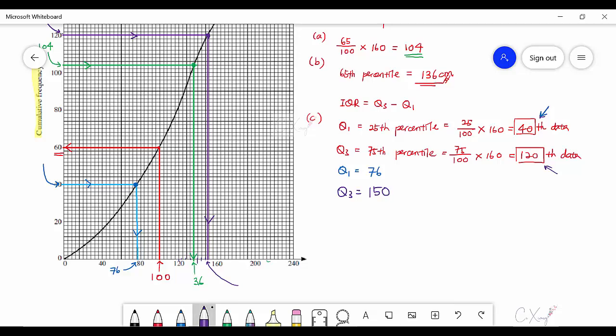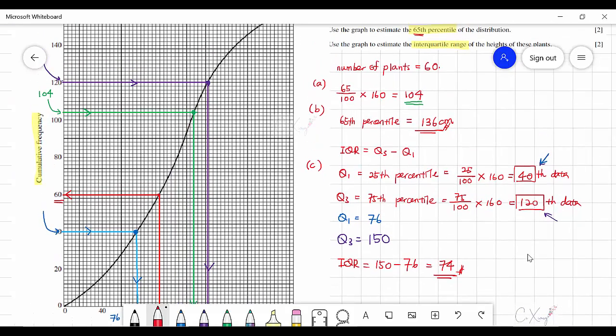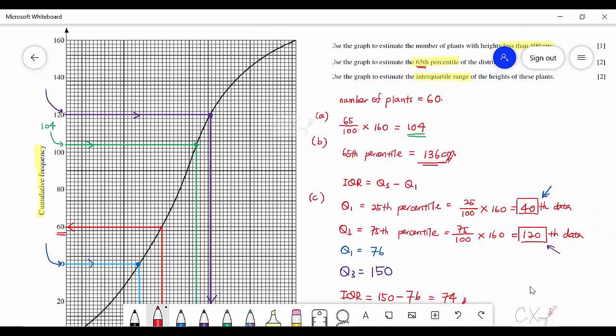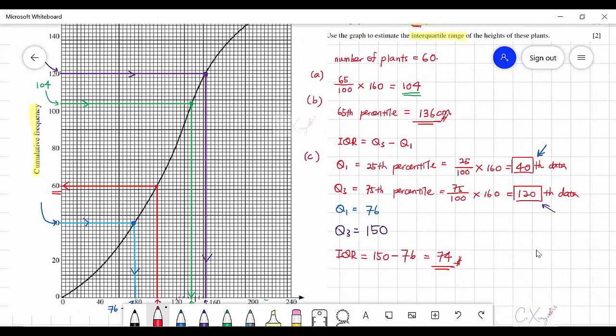To get the interquartile range, you need to take 150 minus 76, and therefore you should get 74 as your interquartile range. So for this question, generally we need to get the value from the cumulative frequency curve provided by the question, and this is how we find it out.